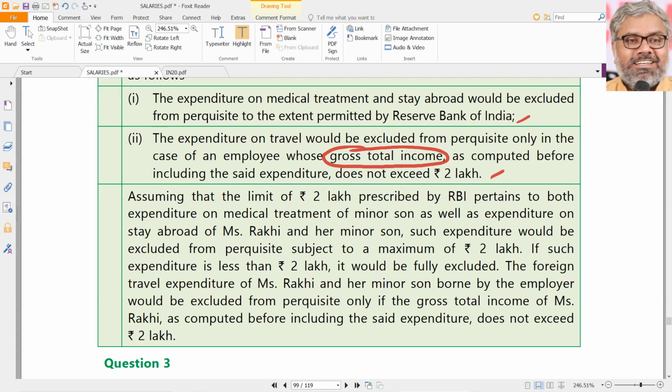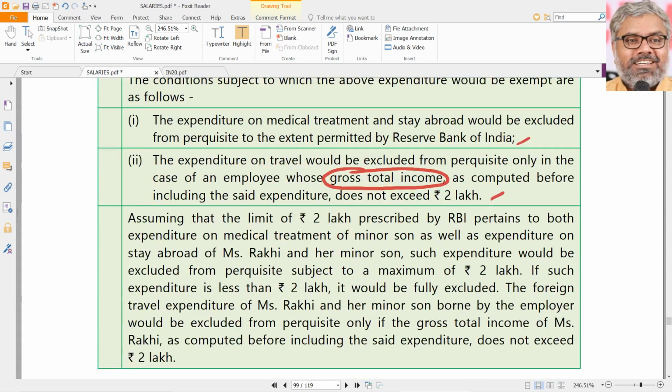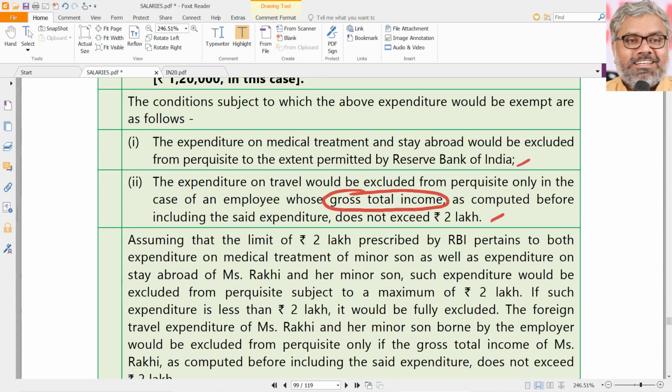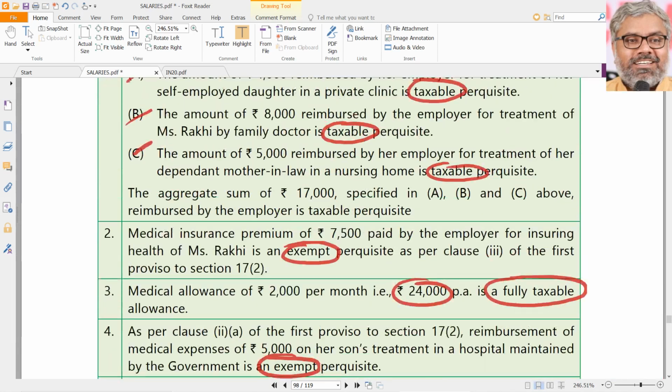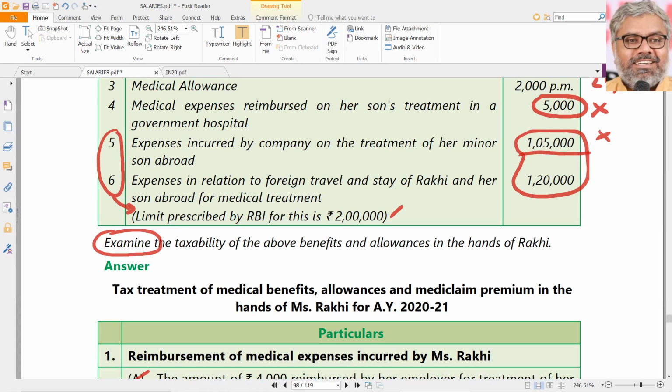Assuming that the limit of 2 lakhs prescribed pertains to both the expenditure on medical treatment as well as travel and stay abroad, then the total perquisite can be excluded only subject to a maximum of 2 lakhs. In case the expenditure is less than 2 lakhs, it will be fully excluded. But here, the travel expenditure of Rakhi and her minor son would be excluded only if the gross total income of Rakhi does not exceed 2 lakhs. So only if the gross total income of Rakhi does not exceed 2 lakhs, then it will be exempt. It will not be taxable. Which one? This 1,20,000 rupees. Otherwise, let us say her gross total income exceeds 2 lakhs, which is more possible. Then how much will be taxable?